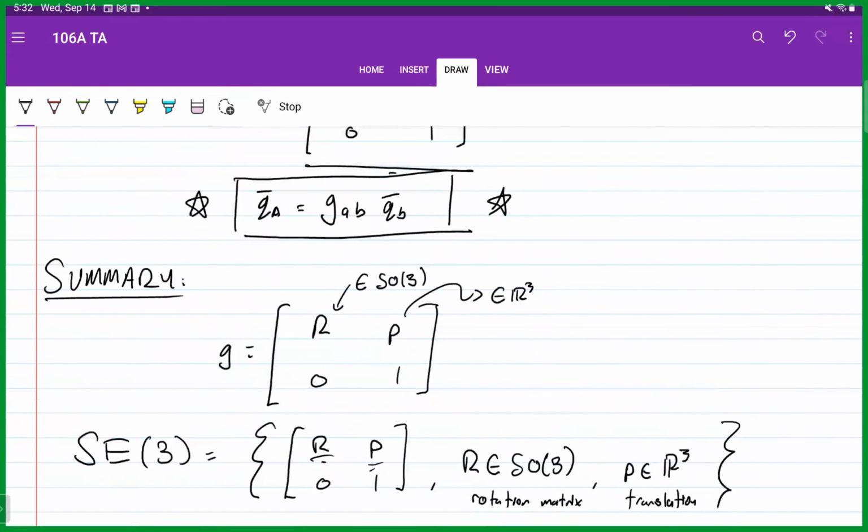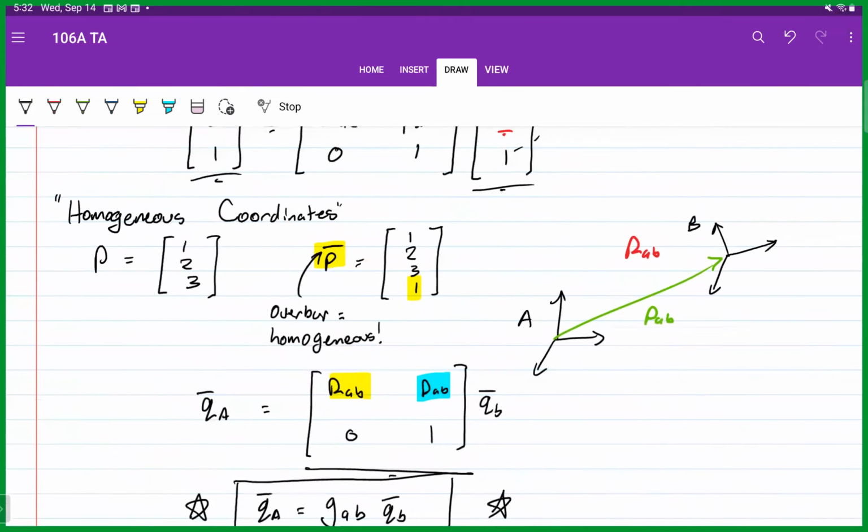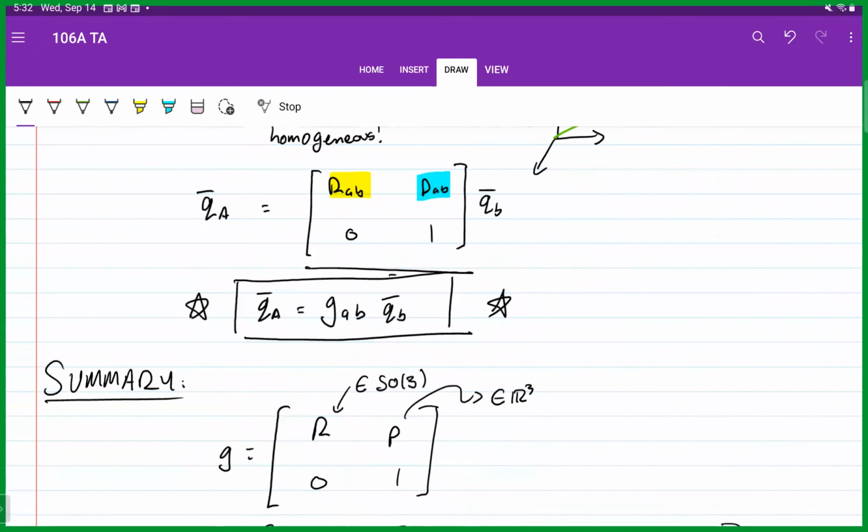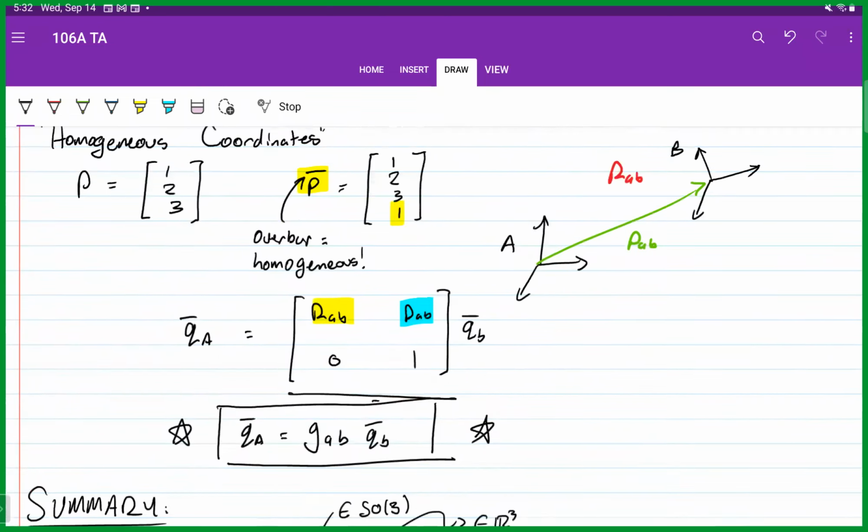So P is in R3. Why is P not in SO3? That's a good question. P is just this translation from A to B, right? If we want to figure out the position of something in space, we specify its X, Y, and Z coordinates, and if we stack X, Y, and Z on top of each other, that's just going to be a vector in R3. So you can think of PAB as the coordinates of the origin of this frame in this frame. We only need 3 numbers to specify that, versus SO3, which is a 3x3 rotation matrix.